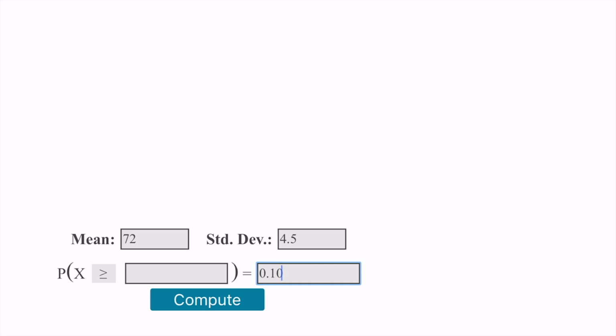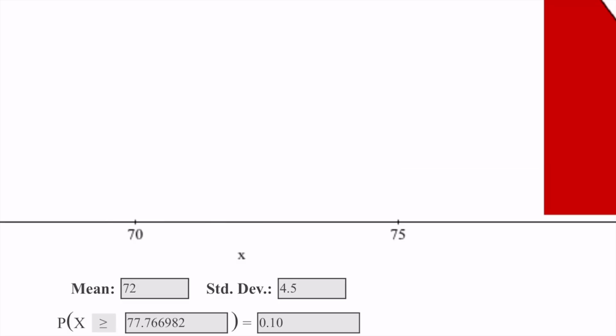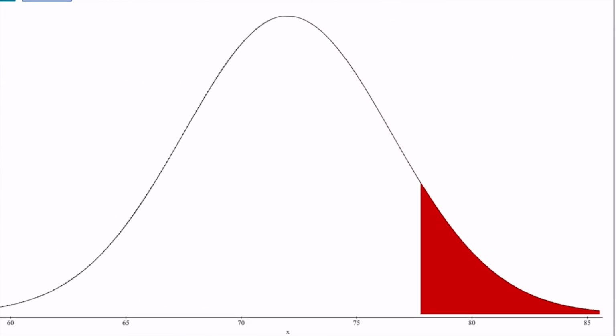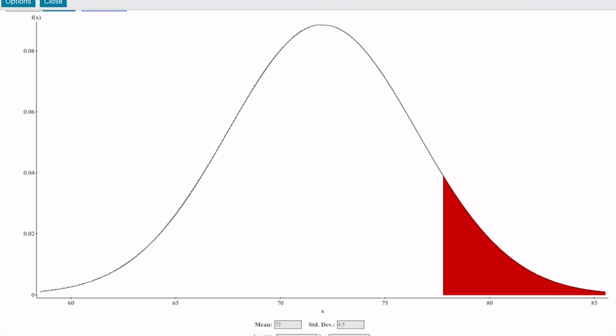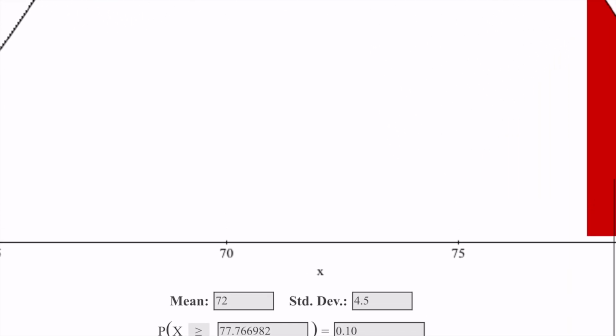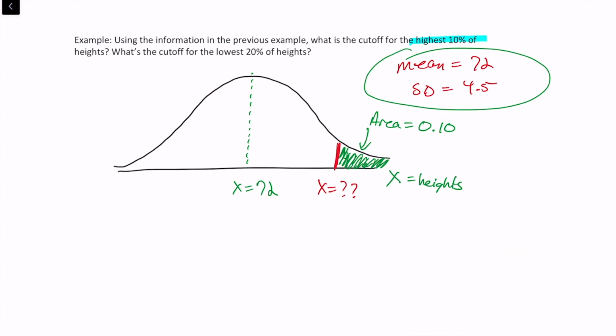And then if I hit compute, guys, it will tell me the height that represents the cutoff for the top 10%. And if you look, I'm going to back out a little bit here. If you look at our normal distribution here, it's showing you that 10% of my heights are to the right of, there's our answer, to two decimal places, 77.77. Okay? So that mystery cutoff height is 77.77 inches.